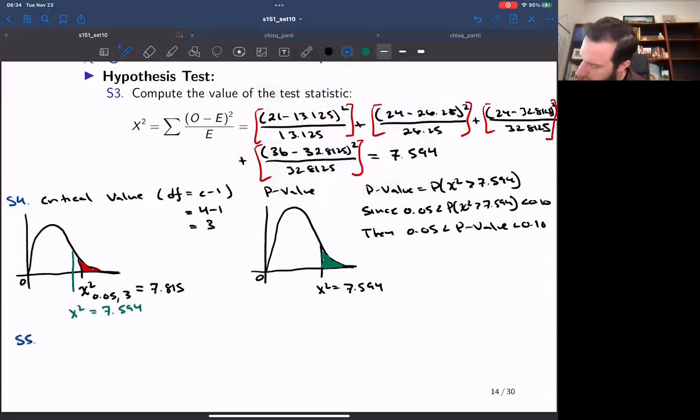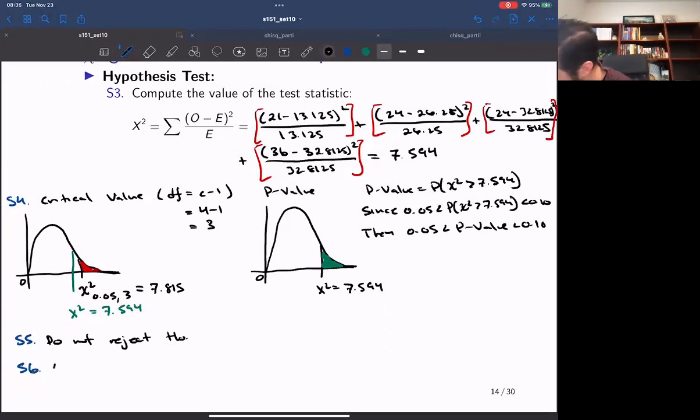All right. So then it doesn't matter which approach you take, the critical value or the p-value approach. It's clear we're not going to reject H-naught. For the critical value approach, we don't get into the rejection region. For the p-value approach, everything in that range is bigger than 0.05.